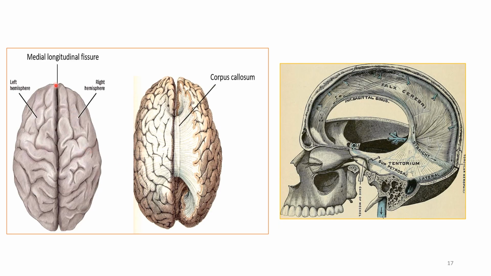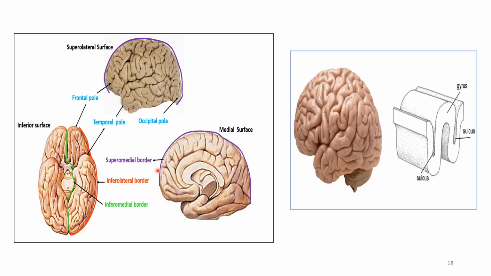You can see here, this is corpus callosum. This is medial longitudinal fissure. One is the left hemisphere and one is the right hemisphere. This is corpus callosum. Okay, if you open the brain like this, you can see corpus callosum. This is falx cerebri. You can see the surfaces. Superolateral surface. Here this is inferior surface and this is medial surface. And here you can see the folds. Okay. The upper one is called gyrus and the lower one is sulcus.